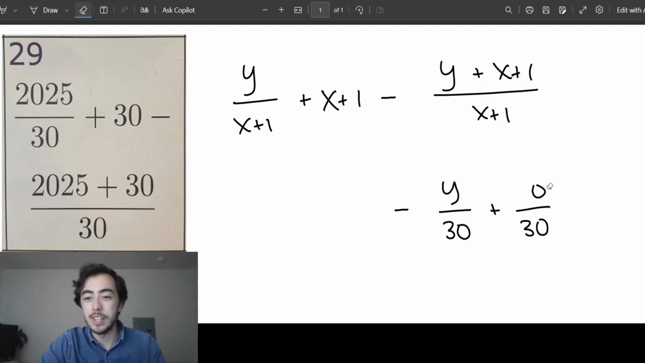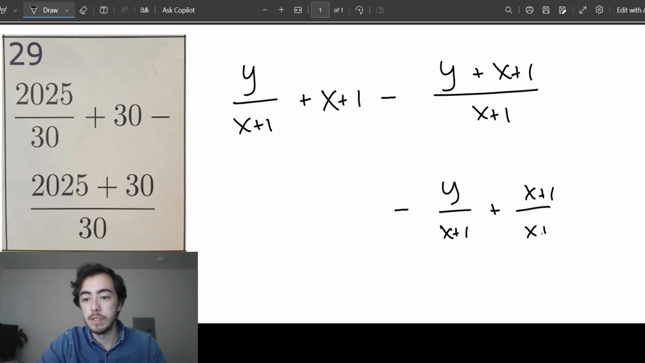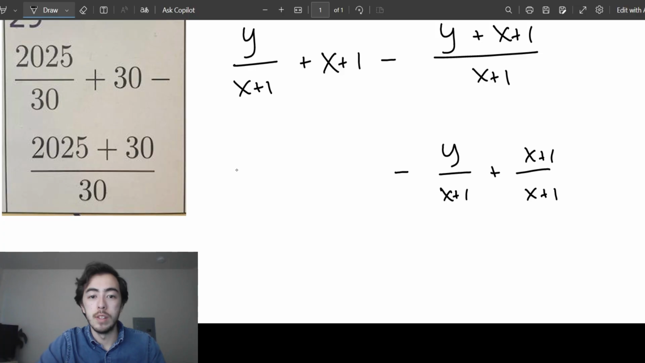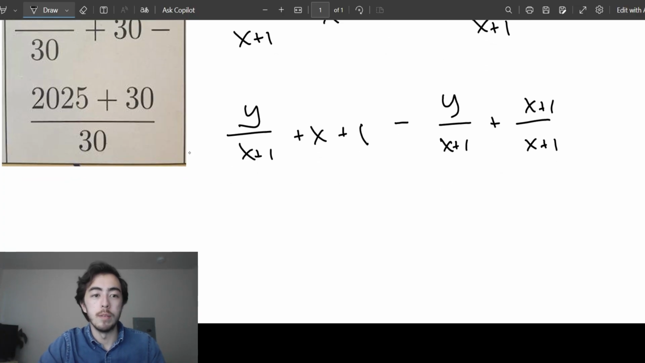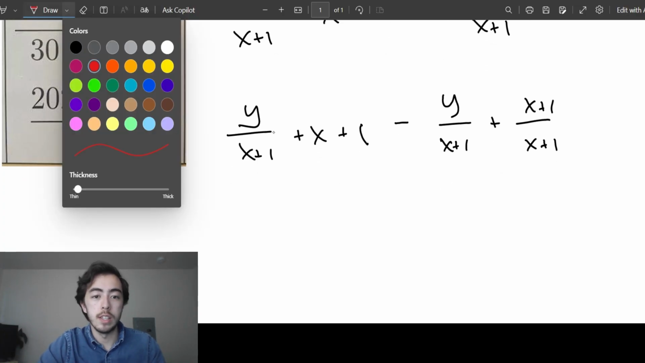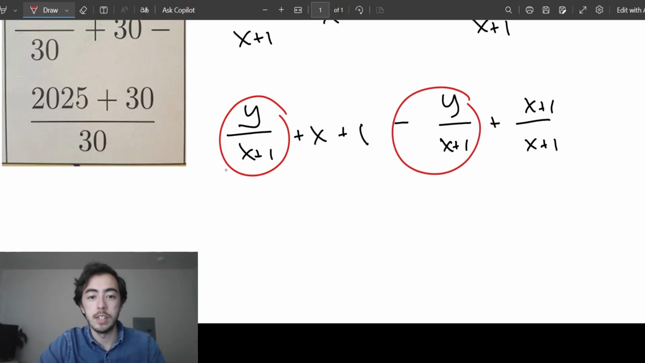So just for kicks, all these 30s are now all going to be x plus 1s. So let me just get those all there. Then I do have y over x plus 1 at the start, and then plus x plus 1. Here I can see that this fraction and this fraction cancel each other out.